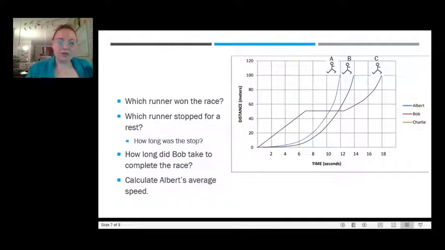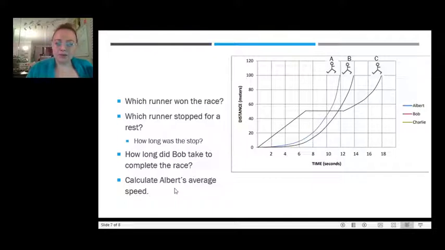Now I want to know who stopped for a break. If we look, this line right here shows no movement, so letter C, Charlie stopped for a break. And we went from about 7 seconds, we'll say, to 12, so he stopped for about 5 seconds. Now we want to know how long it took Bob to finish the race. So B for Bob, we go to where he stopped running, his final distance over time. He finished in 14 seconds.